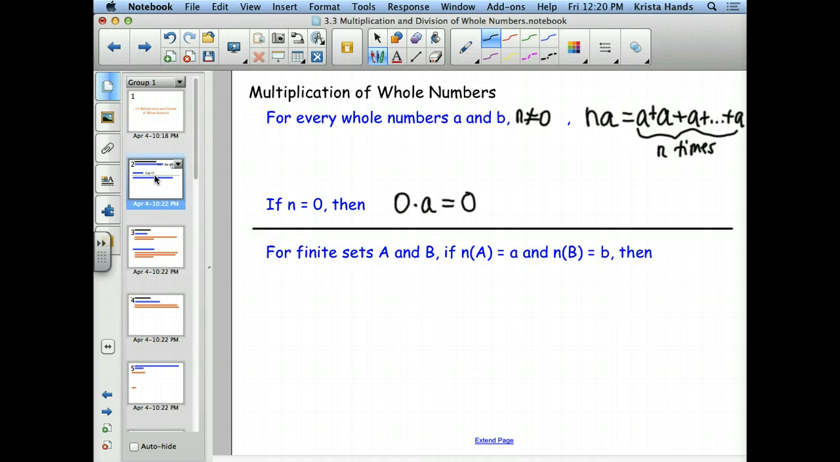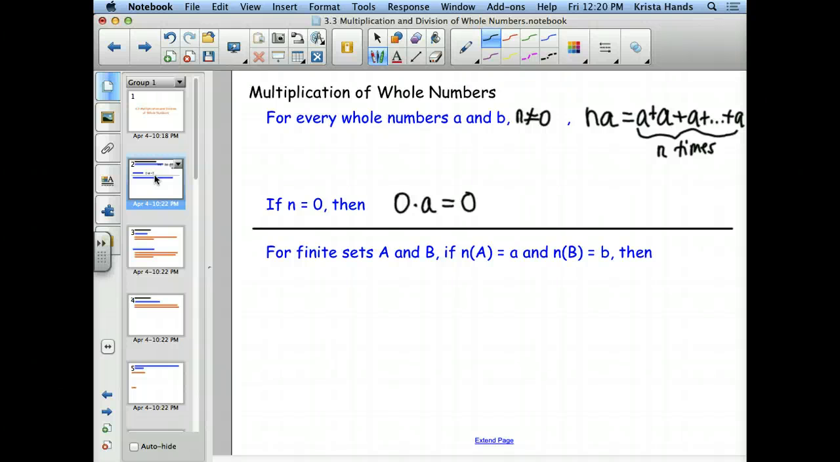Okay, and then if we have finite sets A and B, do you remember what finite means? It has a start and an end. So if we were to count the numbers, we would have a stopping place where we stop counting. Yeah, you can think of it that way. It may be really, really large, so you may not physically be able to or want to count these sets, but you could in theory. There's an ending place to stop the counting.